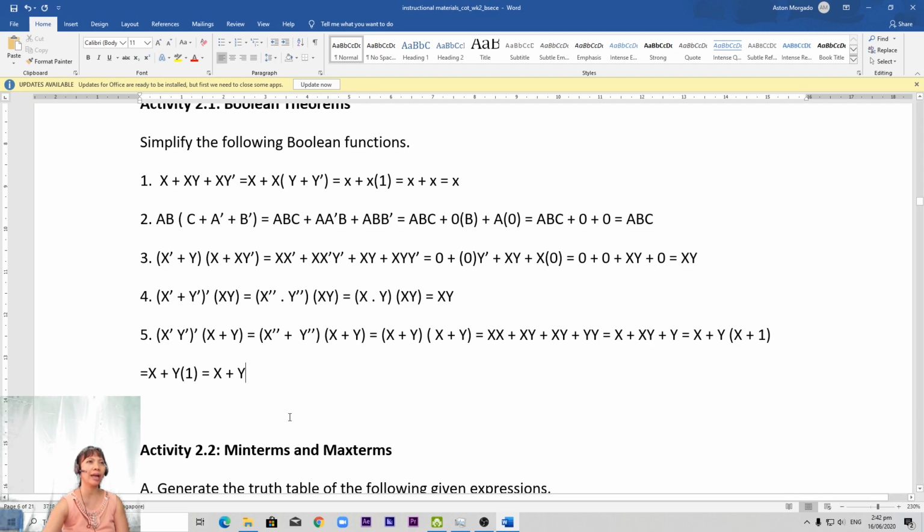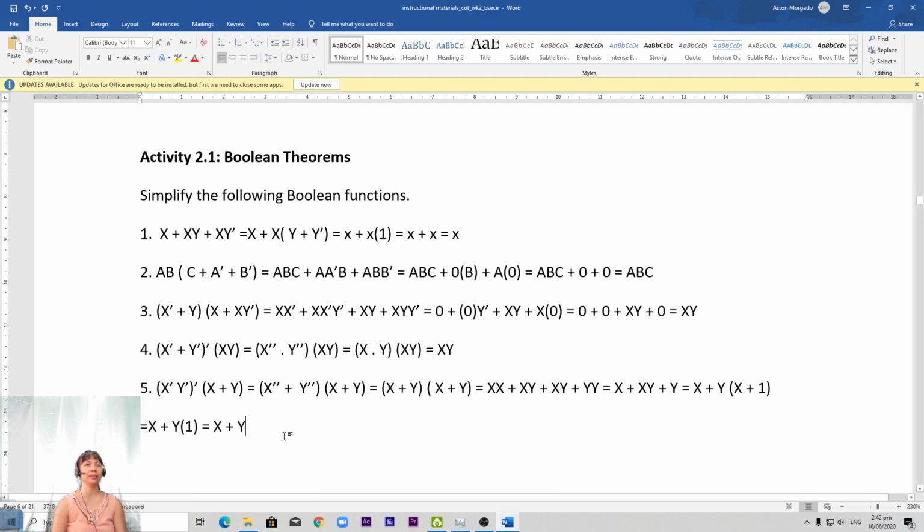Okay, so there you have it. Our lecture is only up until here. You might get some info overload. So that's it for now for Boolean theorems.